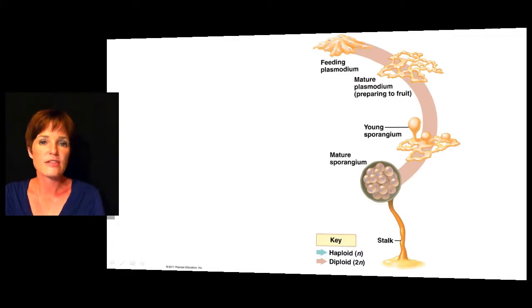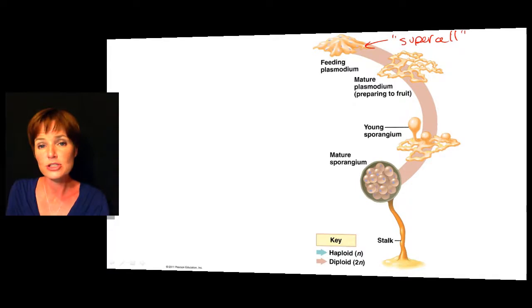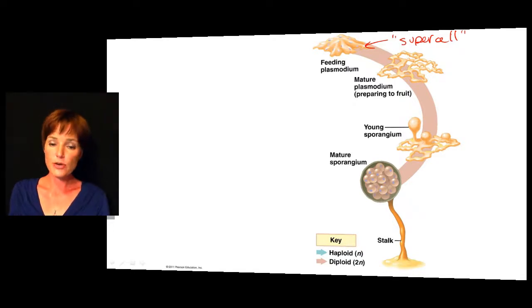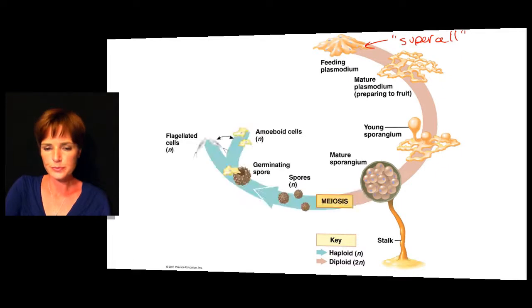So here we see a feeding plasmodium. Like I said, these are the plasmodial slime molds. So this right here would be that supercell. Notice you just have a mass that has a whole bunch of nuclei inside of it. If it runs out of food, then it's going to start to develop these fruiting bodies. These fruiting bodies are called sporangia, and within that is where the spores develop. These happen to have a stalk, which is going to kind of raise them up so they're a little bit higher. That would help with dispersal, and then the spores are going to get dispersed.